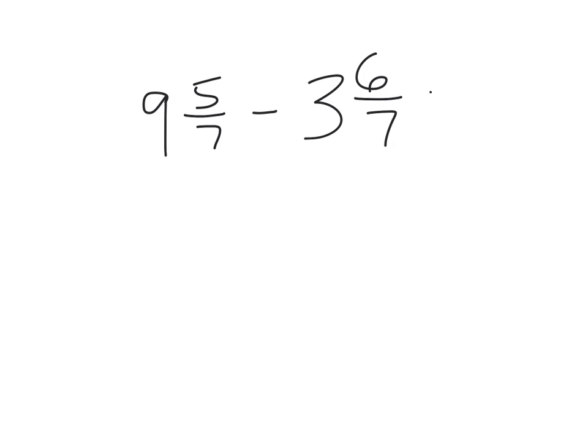In this one, we have 9 and 5/7 minus 3 and 6/7. Now, the great thing about this problem is our denominators are already the same. As I mentioned, in any addition or subtraction problem, we can isolate those whole numbers, come back and get those at the end. So we're going to ignore those for right now and only focus on our fractions.